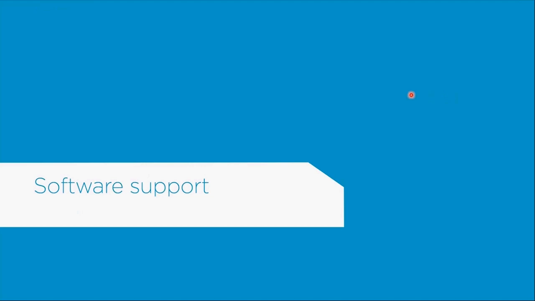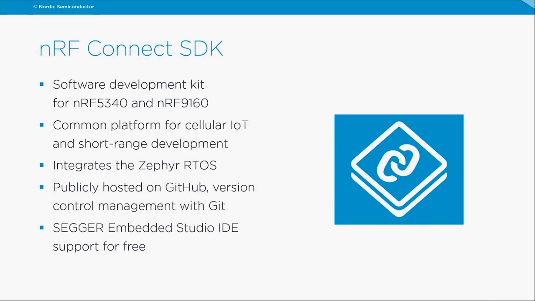Okay, software support. So we offer the nRF Connect SDK, and this is the software development kit for nRF5340 and nRF9160. So it's a common platform for cellular IoT and short-range wireless development. It integrates the Zephyr RTOS, and it's publicly hosted on GitHub. Version control management is offered with Git, and you get Segger Embedded Studio IDE support for free.